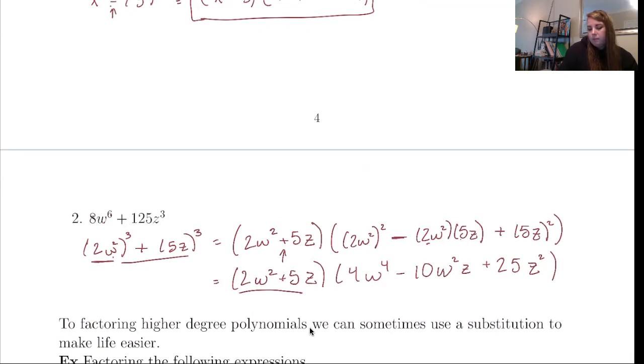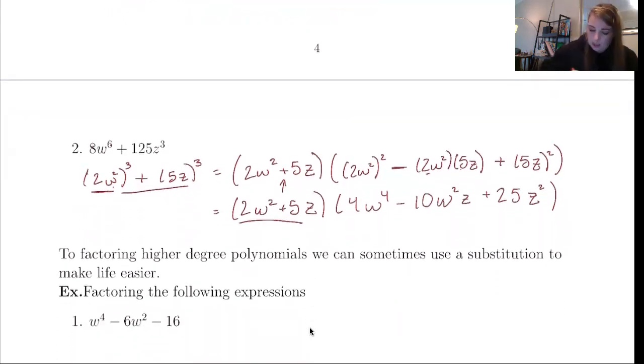Okay. So with these tools, we've kind of already seen these, I can factor higher degrees of polynomials using substitution to make our lives easier. We could have gone ahead and called, up here, A 2w squared and B 5z, and then written out the formula and plugged in. That's a way of substitution.